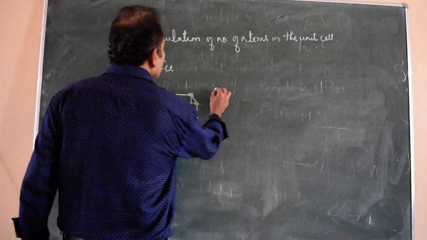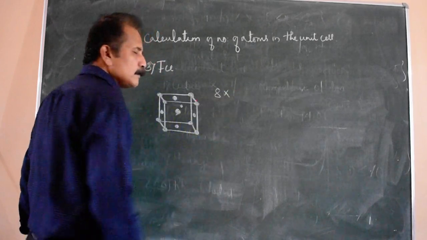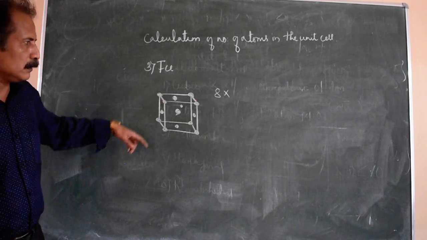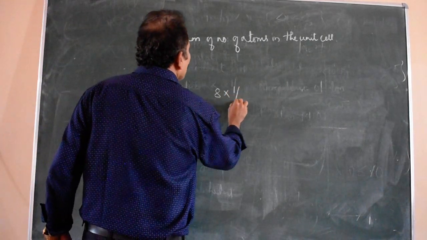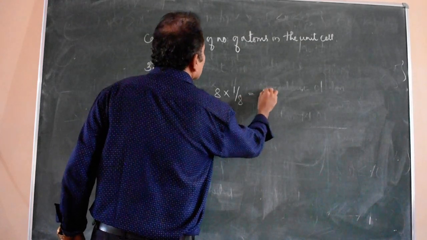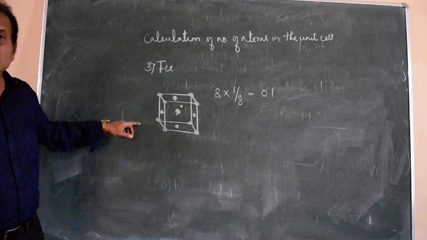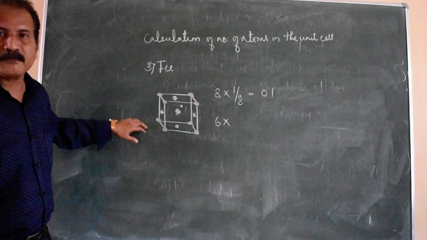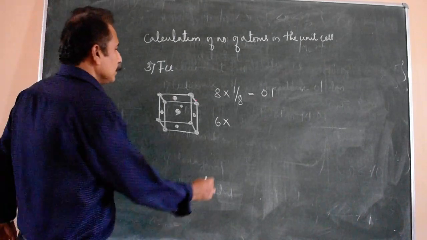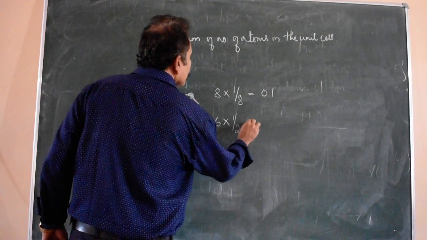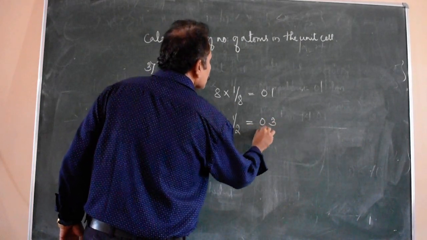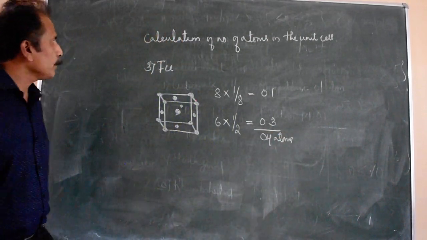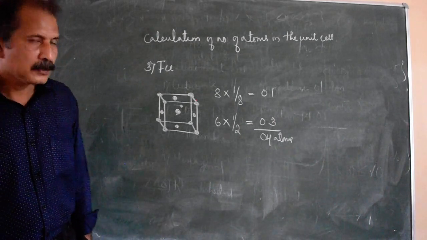Therefore, the calculation becomes 8 corner atoms into 1/8 per corner particle. So 8 into 1 by 8 is equal to 1, and there are 6 present at the 6 faces. So 6, and each one is contributing half. So 6 into half becomes 3. So the total becomes 4 atoms. This is how we do the calculation of number of atoms present in the unit cell.